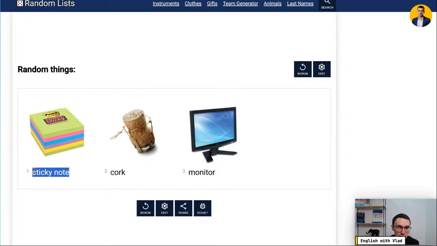Let's go. So this one, what is this? A sticky note, right? Because it's sticky. Then this one is a cork. It's usually made of cork tree or could be some synthetic material. And this one is a monitor. All right, monitor. Good job.